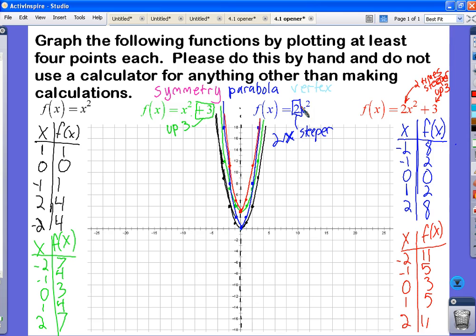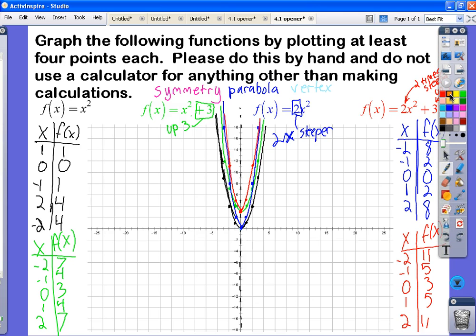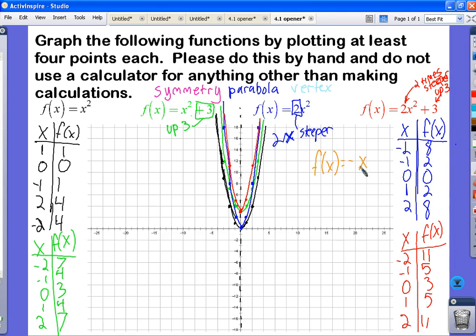Negative. Let's try negative 2. f of x equals negative x squared. Now keep in mind, when we put a negative in there, the negative is after you square, right? It's not before you square. That means everything will be negative, right? Remember we said there's no way to get a negative out of this? All these will be positive. Do you remember that? Yes.